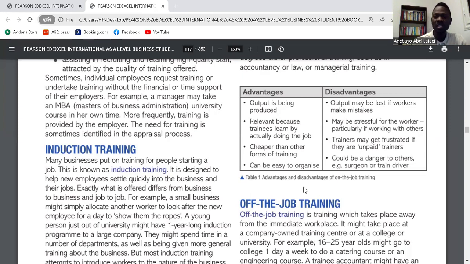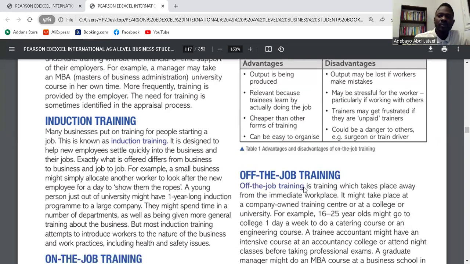The problems about it, one, output may be lost if workers make mistakes. If in the course of doing their job, doing the on-the-job training, you make a mistake, then output might be lost. That means you have to start again. It may be stressful for the workers, particularly if working with others.